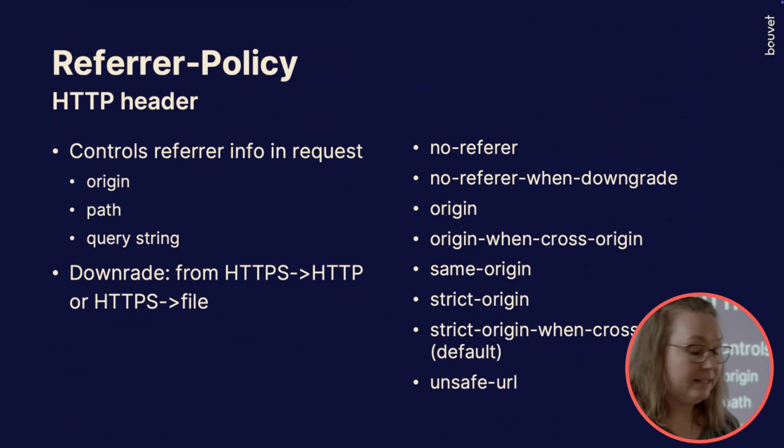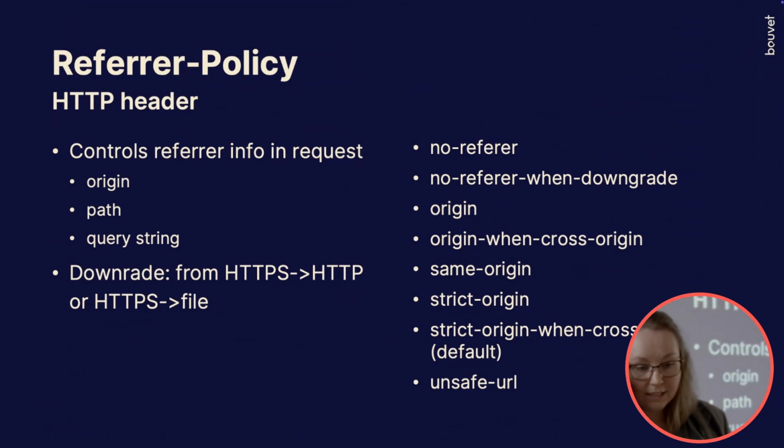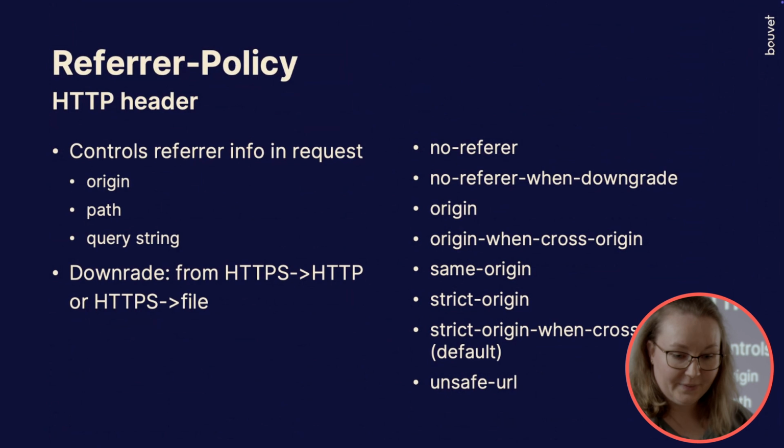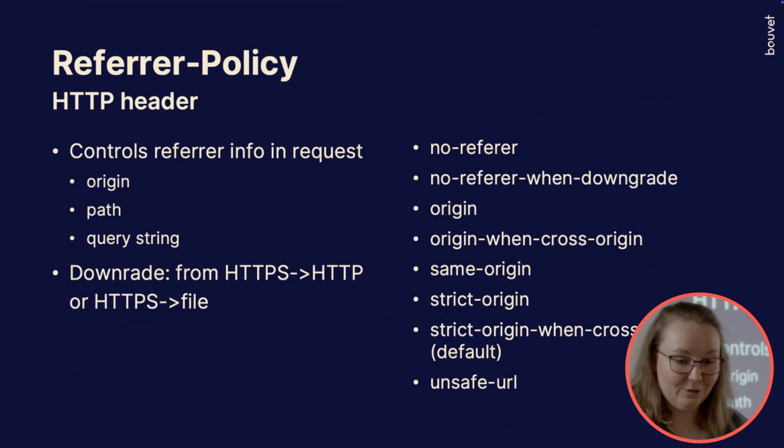And the default one, strict-origin-when-cross-origin, will send everything, all of these, if you are on the same origin. If you are on a cross-origin but you do not downgrade, then it will only send the origin. If you downgrade, you will not send anything.